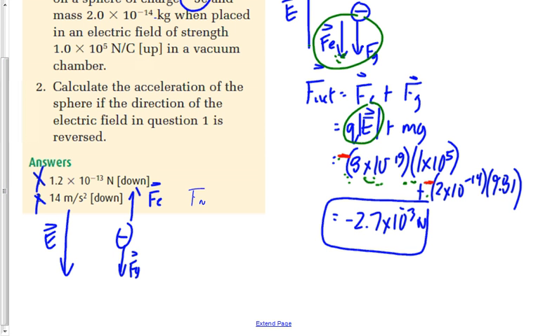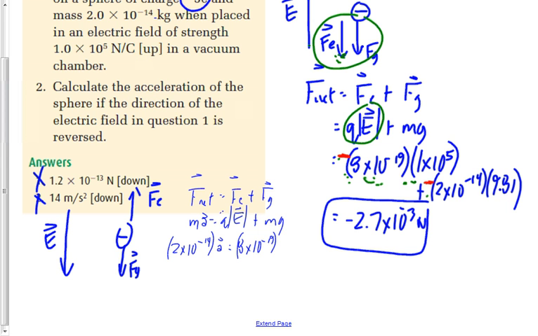Let's say F net is equal to Fe plus Fg. This time we're looking for acceleration, not F net, so we sub in m times a. Let's solve for a here. The mass was 2 times 10 to the negative 14 times a. The charge was 8 times 10 to the negative 19 times E, 1 times 10 to the 5. And the mass again was 2 times 10 to the negative 14 times 9.81.